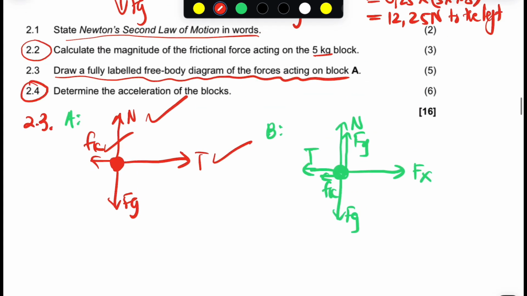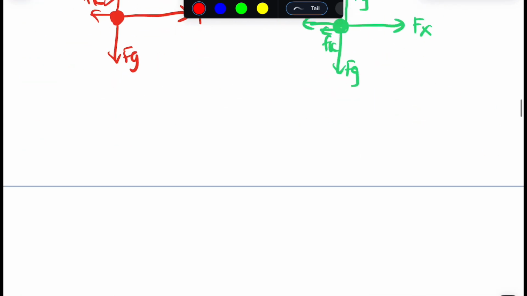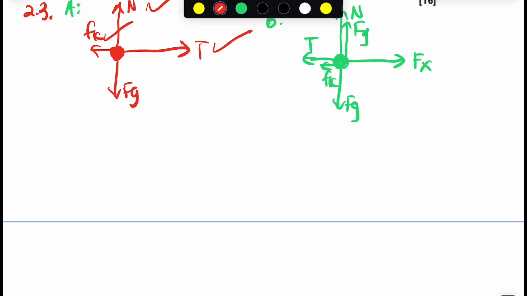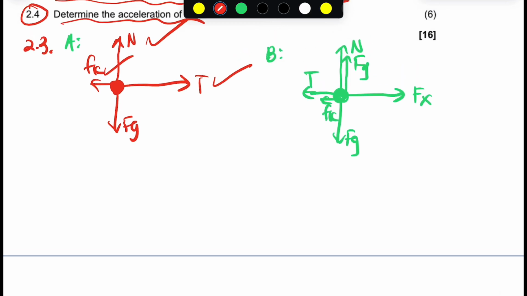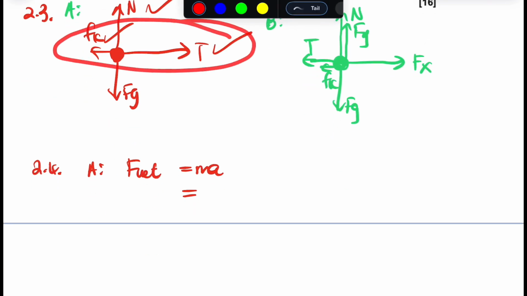And 2.4, it says determine the acceleration of the blocks. So the acceleration of both blocks, guys, is the same, so we'll do that simultaneously. What is the reason for us to do it simultaneously? It's because we do not have the tension, but we are asked for the acceleration. So I'm going to say block A, and then F net is equal to ma, right? And then what are the forces acting on block A? These are the forces.